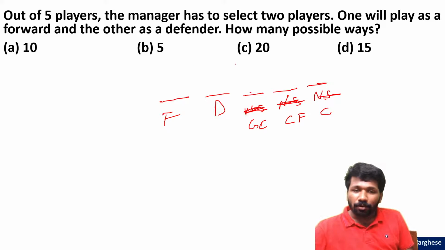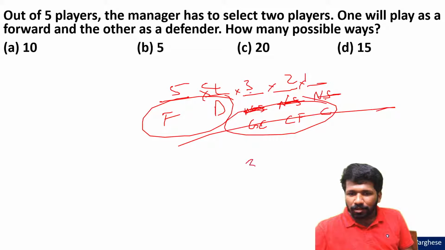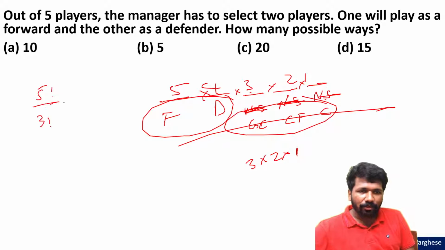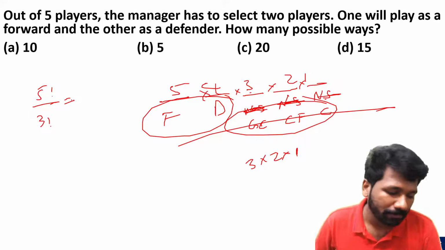If there are 5 roles, then it would have been 5 into 4 into 3 into 2 into 1 now. But these 3 roles are not defined, only these 2 roles are defined. So we can say 5 into 4 into 3 into 2 into 1. In that, 3 into 2 into 1 is not needed, so you can divide it. Or we can say it is 5 factorial by 3 factorial. All of you are understanding this? 5 factorial by 3 factorial.